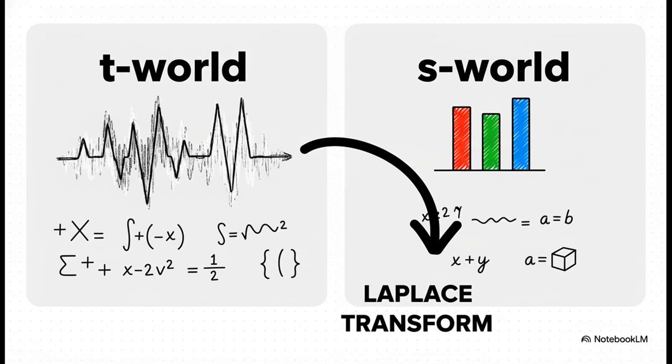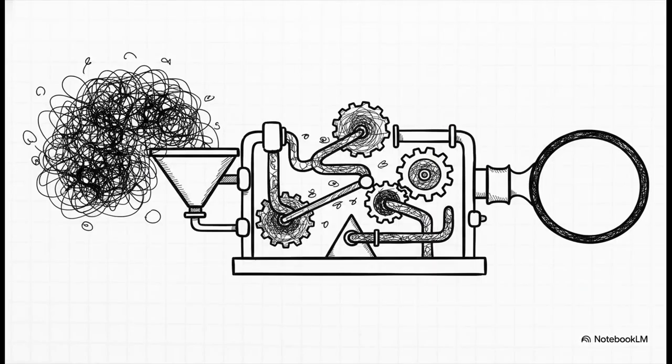This lets engineers jump between two different ways of looking at the exact same problem. On the left is the t-world, or the time domain. That's how we normally see things, a signal changing over time. It can be messy, the math is hard. But after the transform, on the right, we're in the s-world, the frequency domain. And over here, that messy signal becomes a simple list of its ingredients, and all that hard calculus just becomes simple algebra. Think of it like a universal translator for math problems.